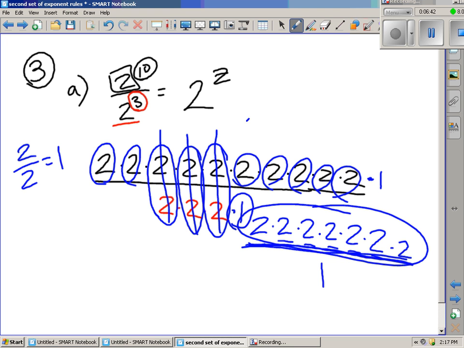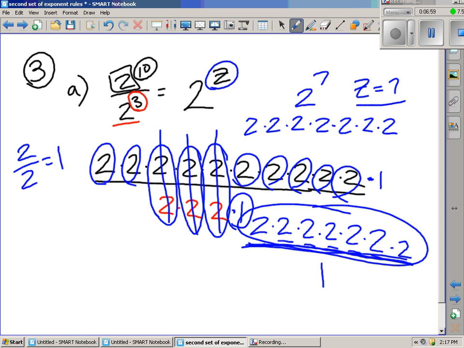If you take this whole piece and divide it by 1, you are just left with what's in the numerator. 2 times 2 times 2, and then we need 4 more 2's. So we have 7 2's, so it's 2 to the 7th power. So z is equal to 7.